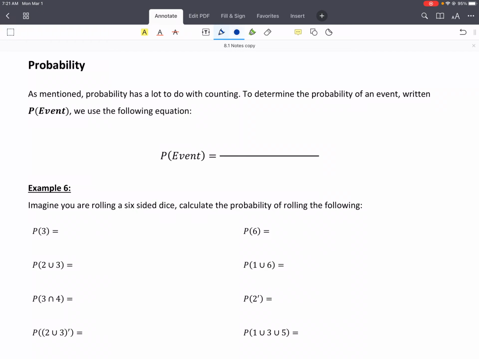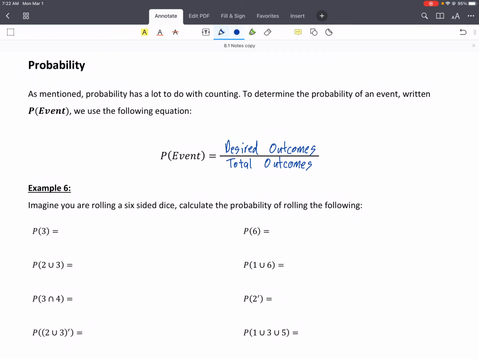Basically what we've got to do, we'll have the probability of whatever event we're looking for. What we do is we take the desired outcomes. So we count how many of them would give us what we actually want, and we divide that by the number of total outcomes. Okay, so what do we mean by that?